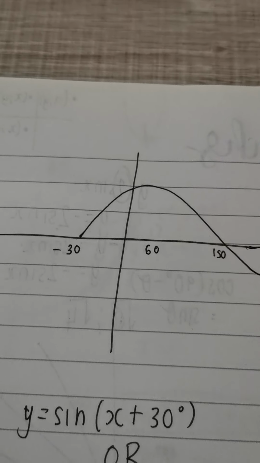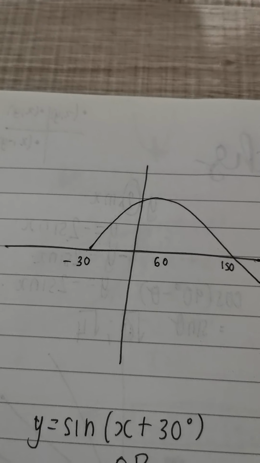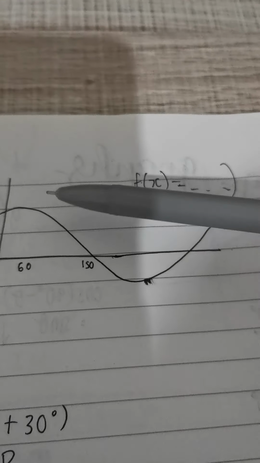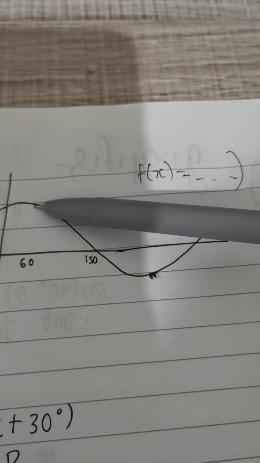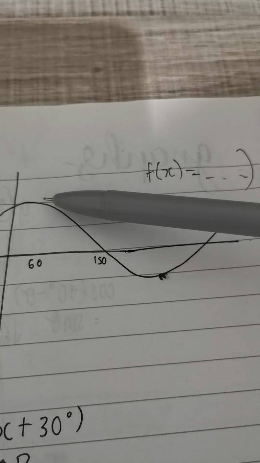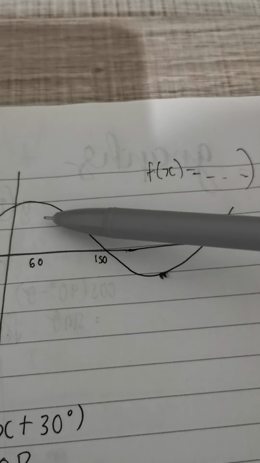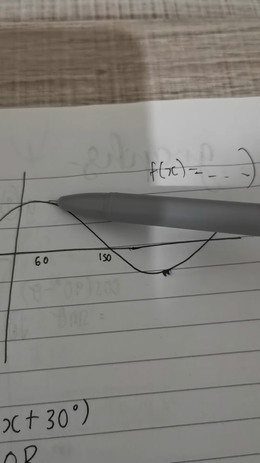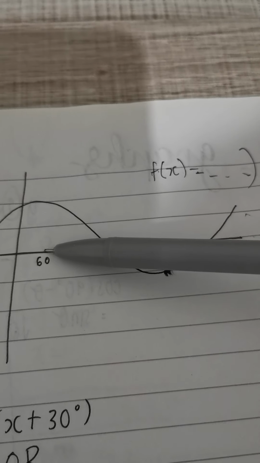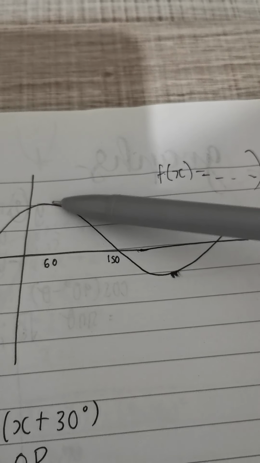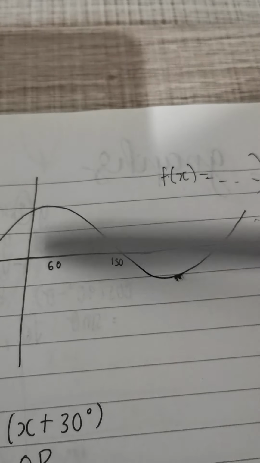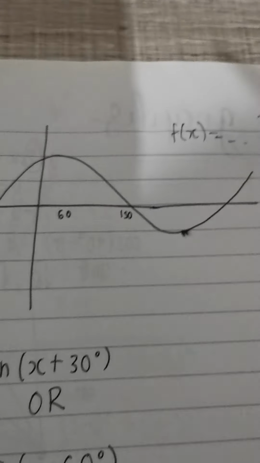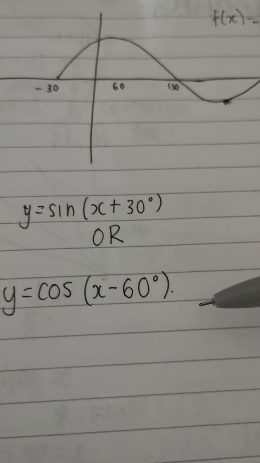Perfect. I wrote that down: y is equal to sine of x plus 30 degrees. However, if you notice this to be a cos graph, can you see our cos graph would have started over here? Every time I say starting, I mean the 0 degrees would have corresponded with a positive 1. Instead of starting over here, it starts at 60 degrees. This point should have corresponded with 0 and 1, but it's now 60 and 1. So I can write this as y is equal to cos of x minus 60 degrees.